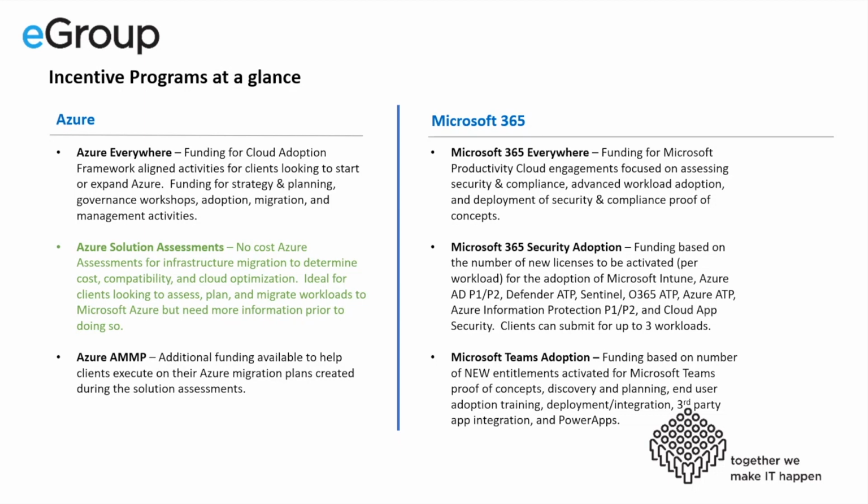These are all incentive programs. If you think in terms of Microsoft having 80,000 partners globally, these programs are really only out there for about 50 partners in the world to have access to. And so eGroup is one of those partners.